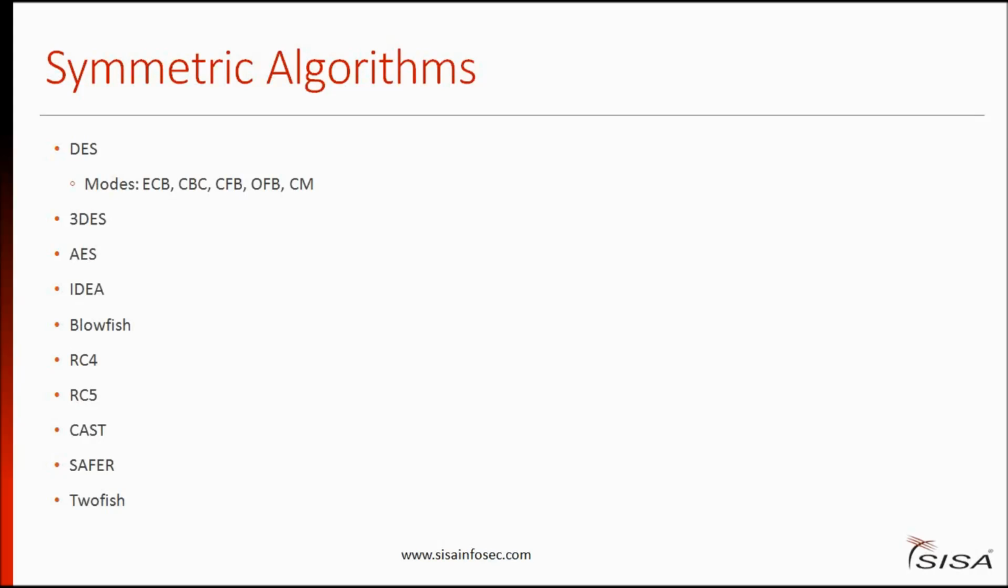Some examples of the symmetric algorithms are the DES. DES, or the Data Encryption Standard, is basically a 64-bit key, which effectively comes to around 56 bits in strength. As it's only 56 bits in strength, it can be easily broken.